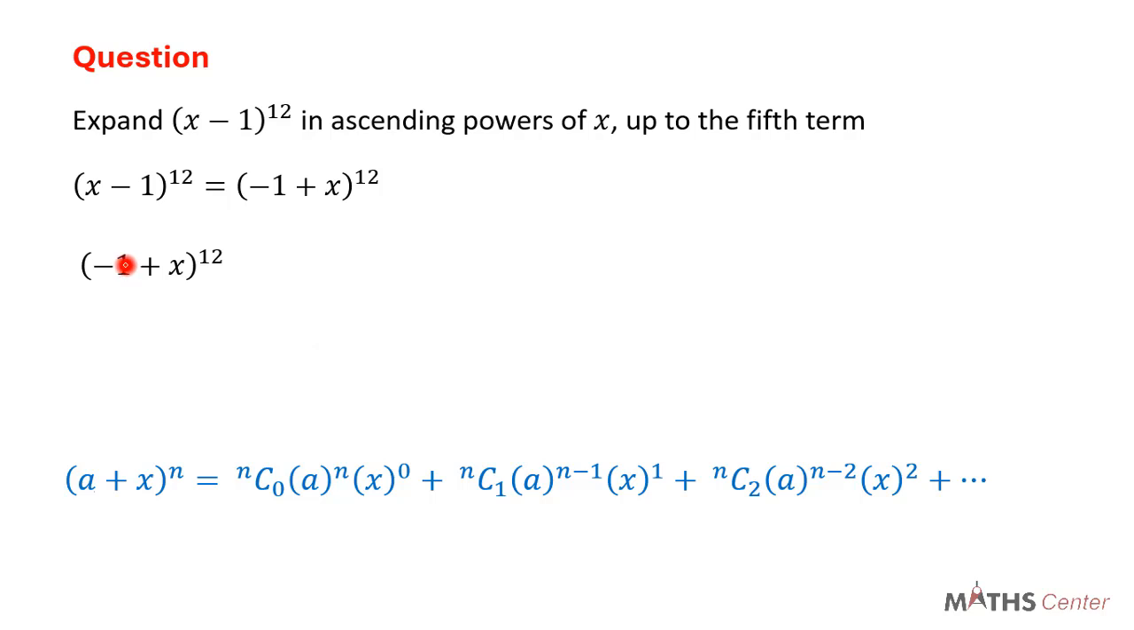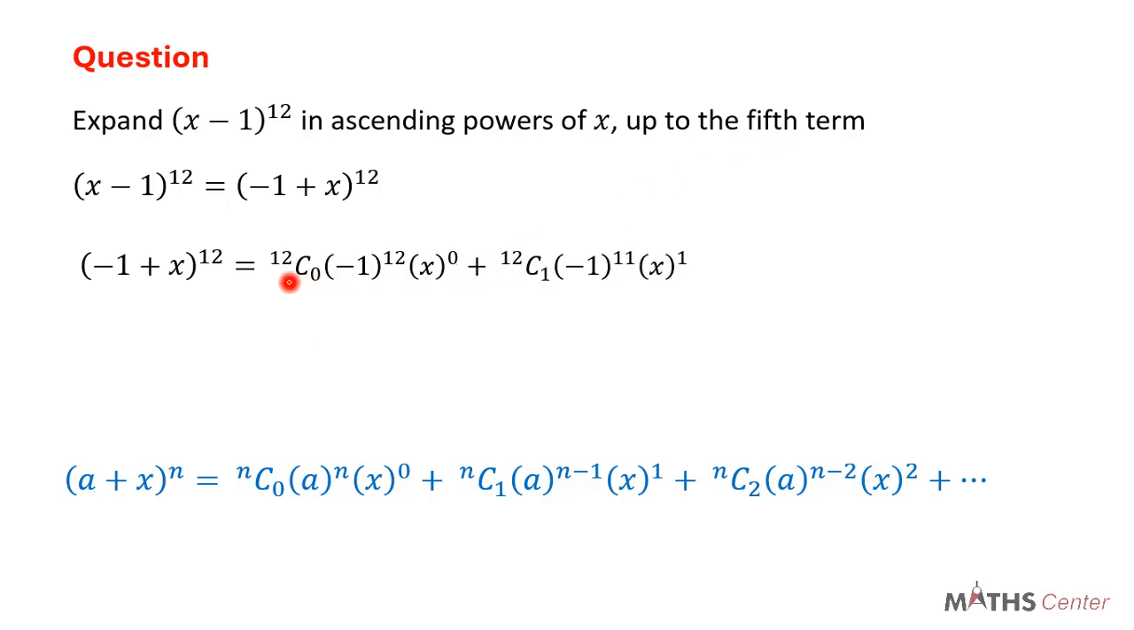So here we are going to expand (-1 + x)^12, which is also the same as (x - 1)^12. But because we want the expansion in ascending powers of x, that is why we wrote the x as the second term. So using the binomial theorem, the first term is going to be 12 combination 0. Then -1 will have an exponent of 12, and x will have an exponent of 0. Remember that we are expanding up to the fifth term, so we will not go beyond the fifth term.